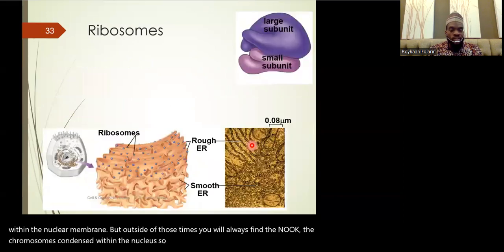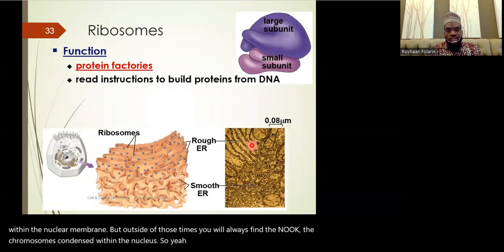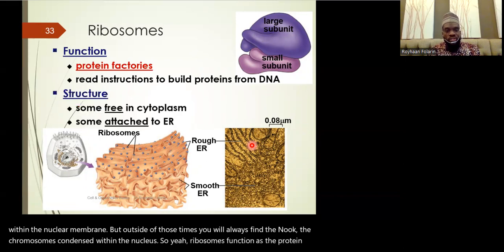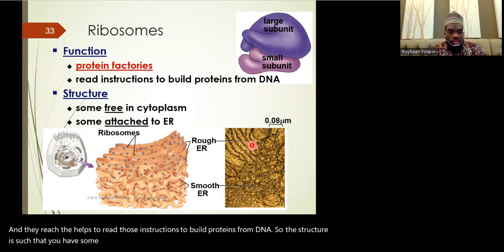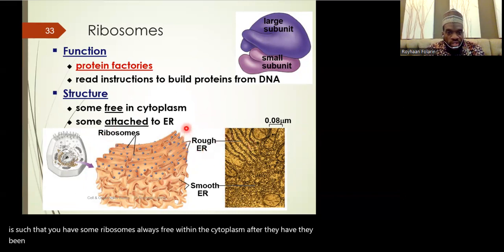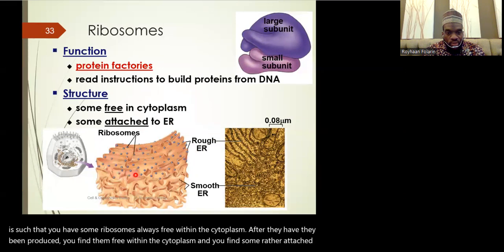So yeah, ribosomes function as the protein factories, and they help to read those instructions to build proteins from the DNA. So the structure is such that you have some ribosomes always free within the cytoplasm. After they have been produced, you find them free within the cytoplasm. And you find some rather attached to the endoplasmic reticulums.